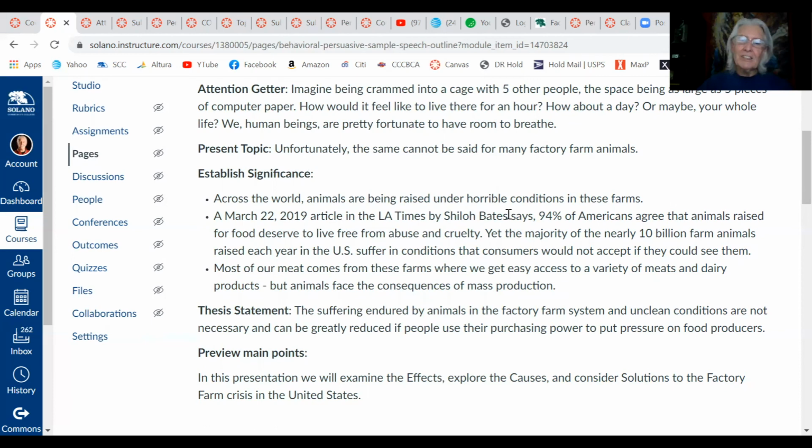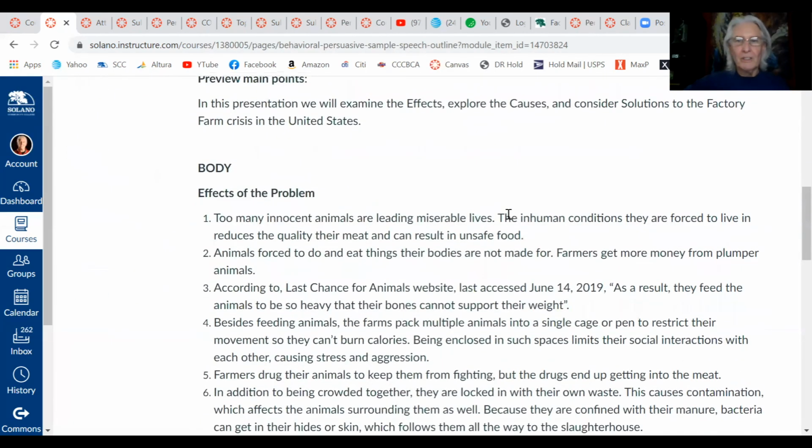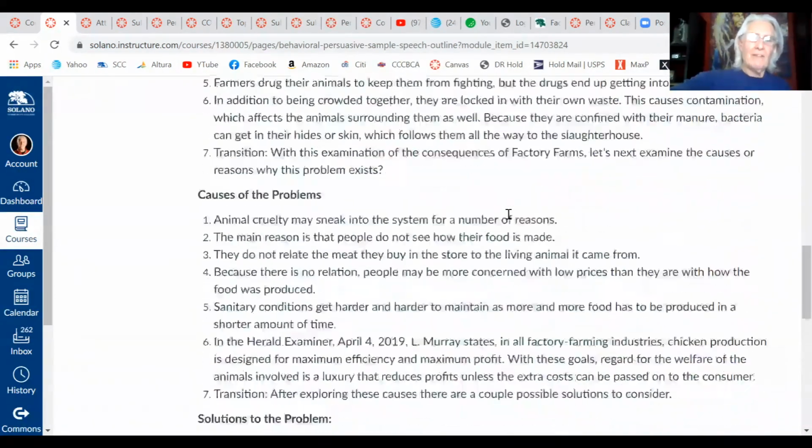So in a thesis statement, you want your intent. I'm here to convince you. I'm here to persuade you. And then you restate the topic again. And if you're doing a behavioral persuasive speech, your main points are already set. Effects of the problem, causes of the problem, solutions to the problem. And we have that indicated here.